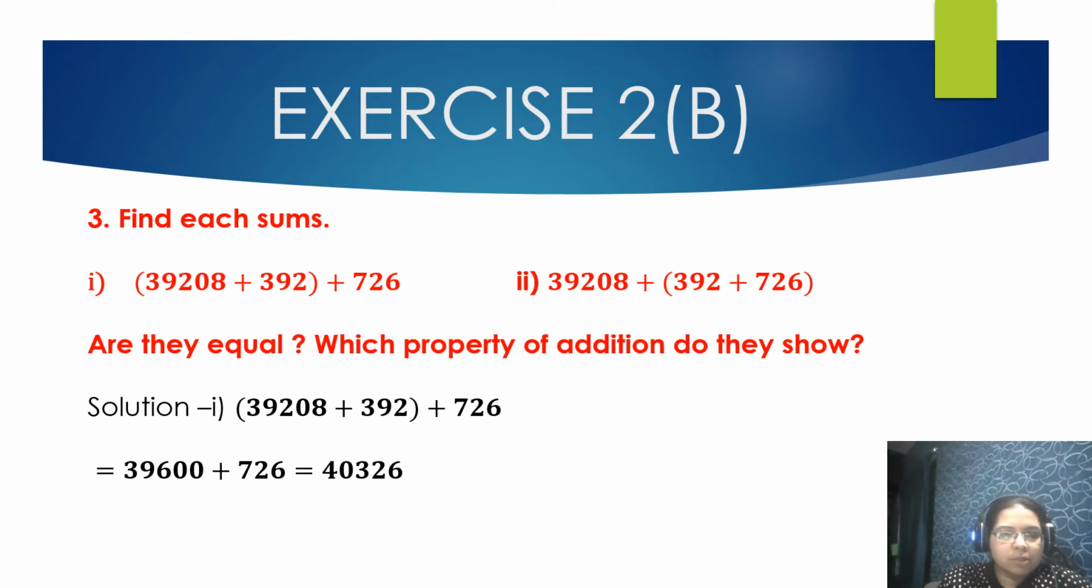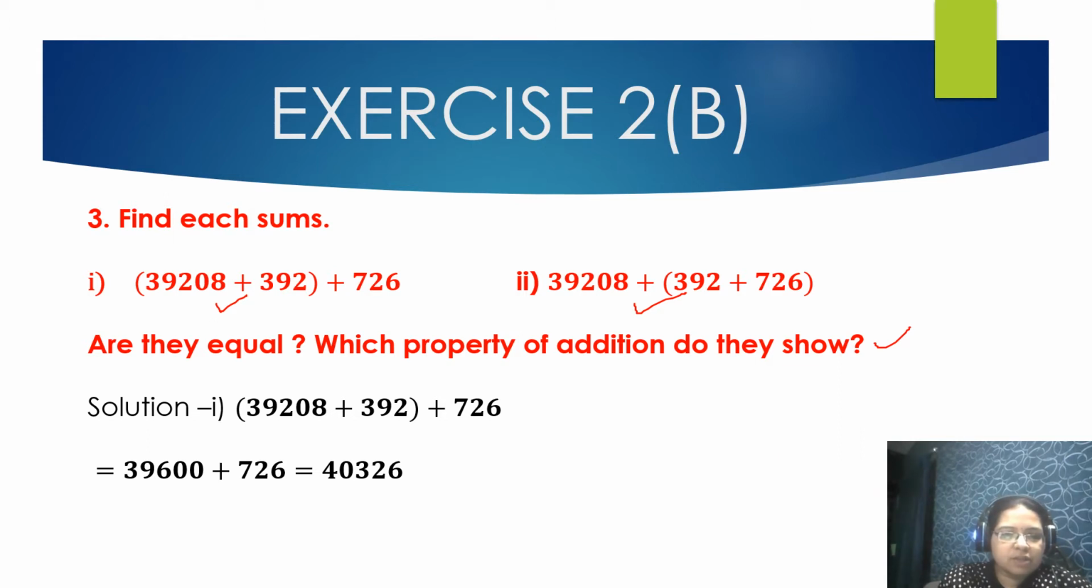Now we'll solve question number 3, and question number 3 is find each sum. First bit is (39,208 plus 392) inside the bracket plus 726, and second bit is 39,208 plus (392 plus 726), where 392 and 726 are inside the bracket. Are they equal, and which property of addition do they show? We have to write down the property of addition.